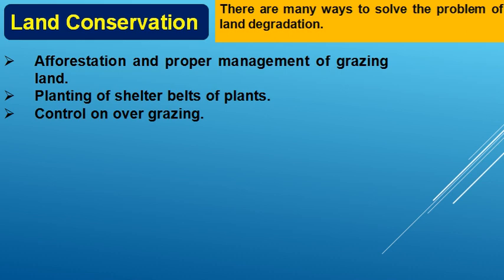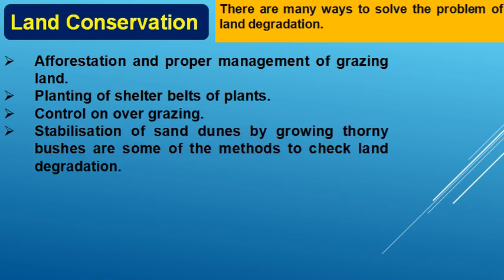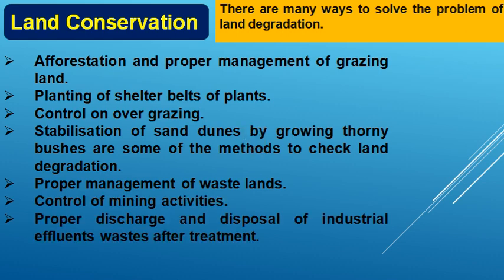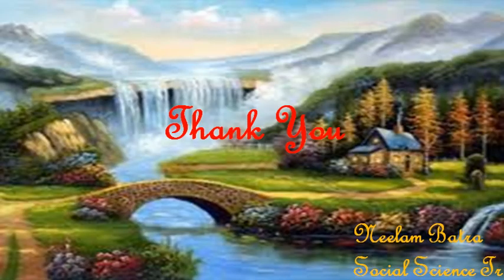Then it is controlling overgrazing, stabilization of sand dunes by growing thorny bushes, proper management of waste land, controlling of mining activities, and proper discharge and disposal of industrial effluent waste after treatment. Now all these can reduce land and water degradation in industrial as well as suburban areas.